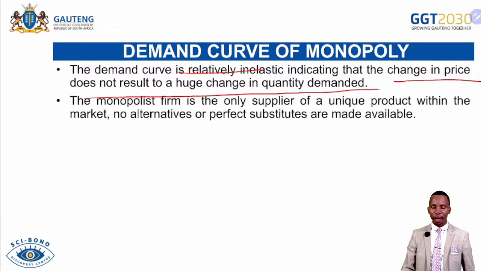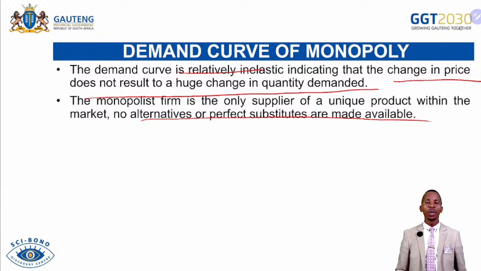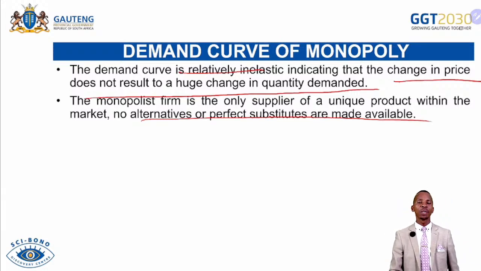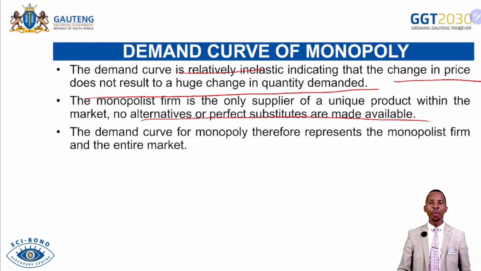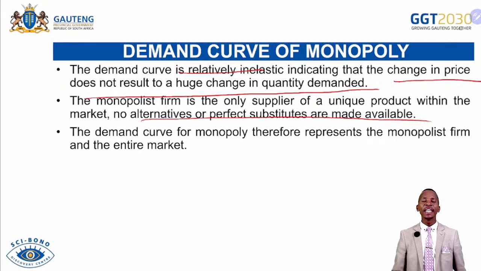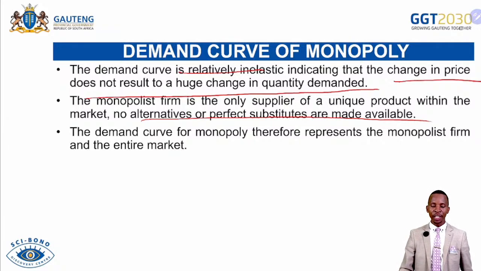The monopolist firm is the only supplier of the unique product within the market. No alternatives or perfect substitutes are made available to consumers. Therefore, if consumers are not willing to demand from the monopoly, they go without the product. That makes the demand curve for the monopolist downward sloping, very steep or relatively inelastic, meaning consumers are not very sensitive to the change in price.